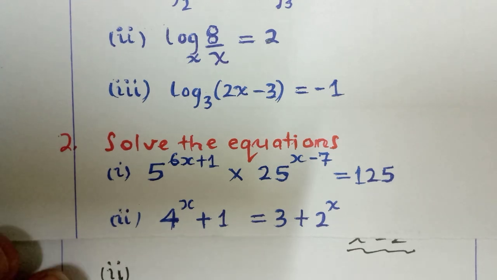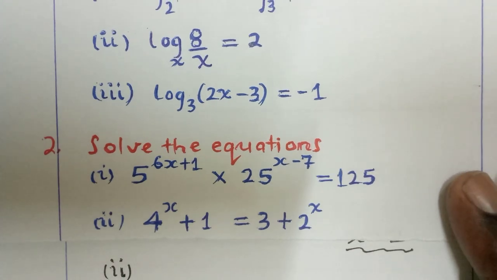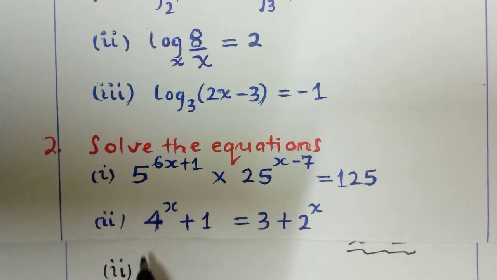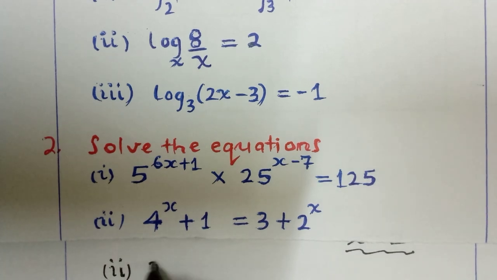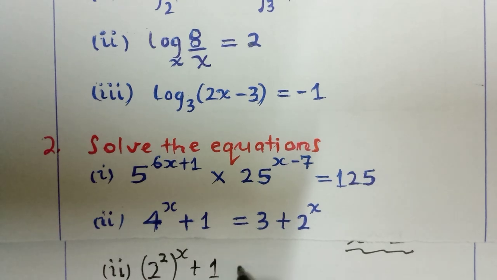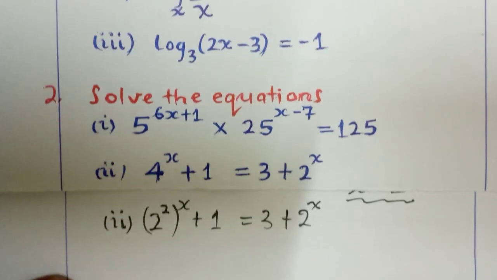So, guys, let's now do our final problem, which is here. And I can start to do it. So, guys, I'll write this one in terms of 2, whereby I have 2 squared. That gives us 4. And then we still have the x there. Plus 1. This one is equal to 3 plus 2x, like that.